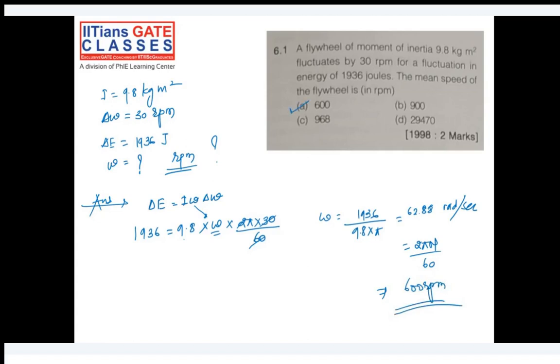So these kinds of questions you can expect for 2 marks. It's not that difficult. As I said, in flywheel there is not much variety they can ask. So write it down and I'll proceed to the next slide.